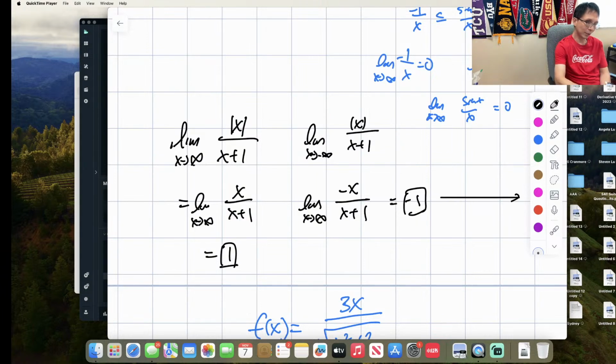So Ava, to answer your question, this is an absolute value graph. This side is x, this side is negative x. If I'm going to the left side, I'm going to be using negative x rather than positive x.